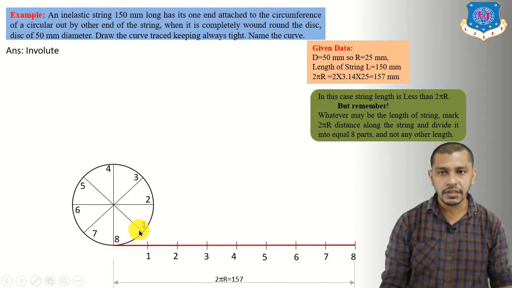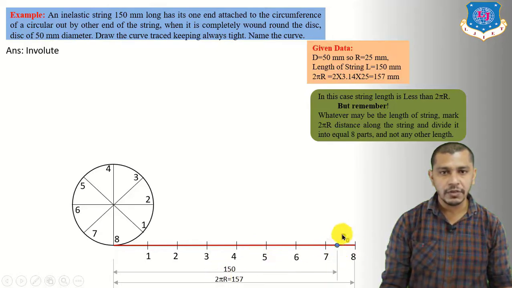On the circle, 1, 2, 3, 4, 5, 6, 7, 8. On the string give the numbering like this: 1, 2, 3, 4, 5, 6, 7, 8. Make sure that right now we have not shown the actual length of the string, which is 150 mm. We have taken the 2 pi r distance and divided it into 8 equal parts. Now mark the string length on this line. The string length is 150 mm.